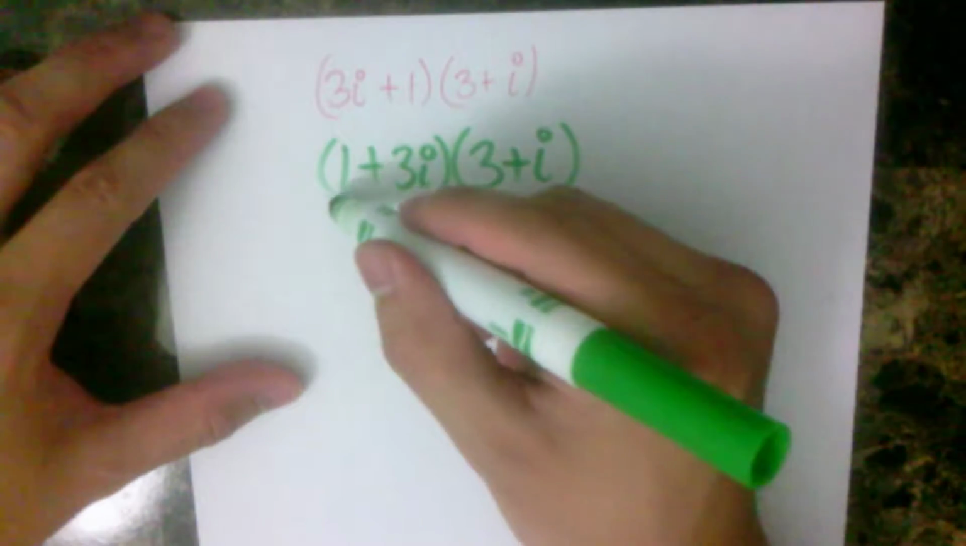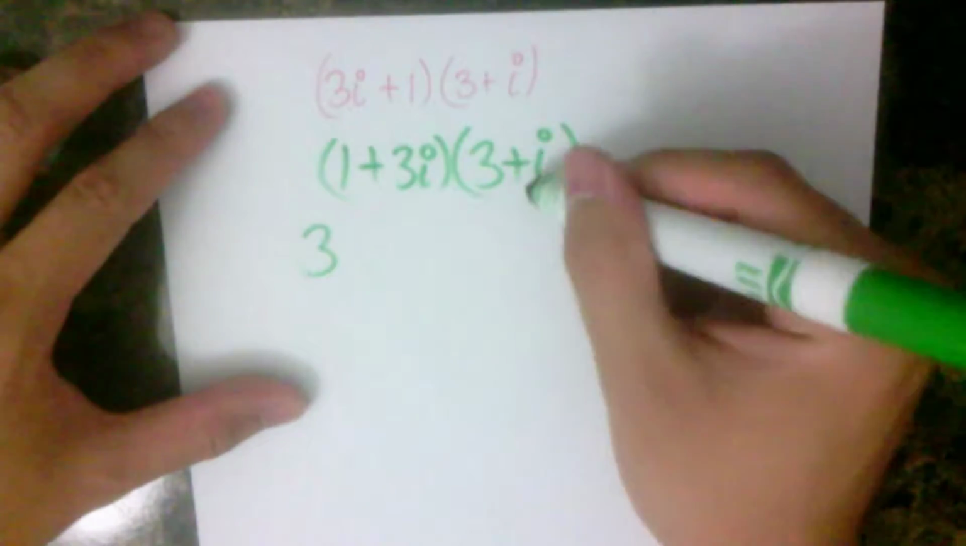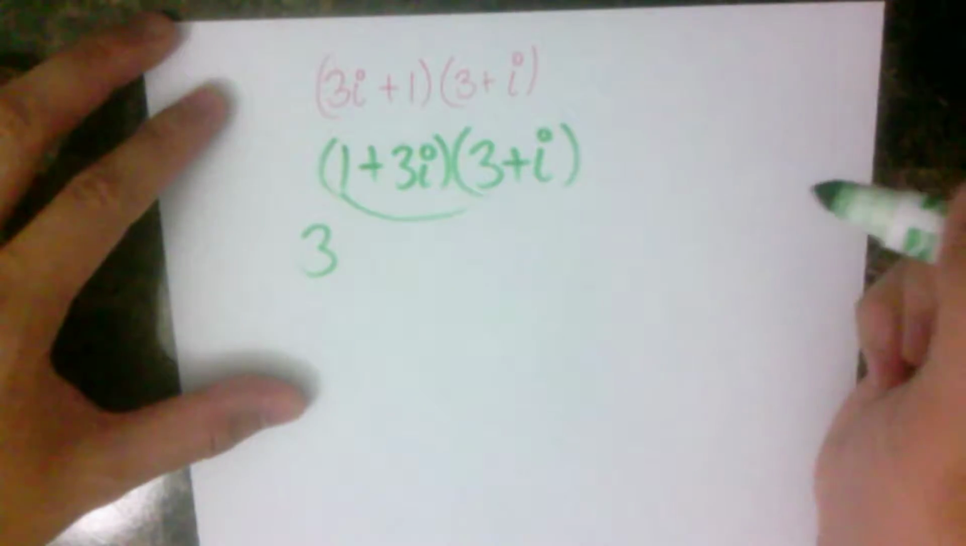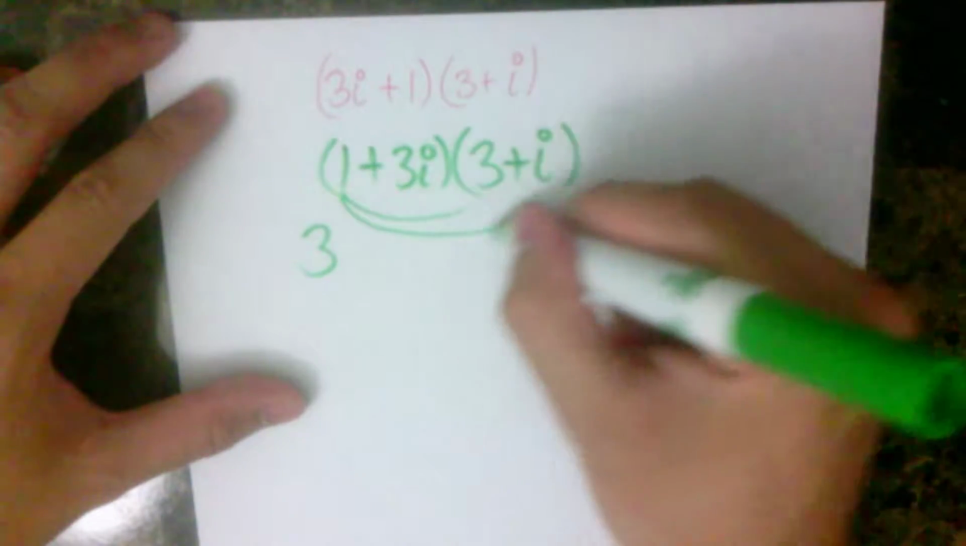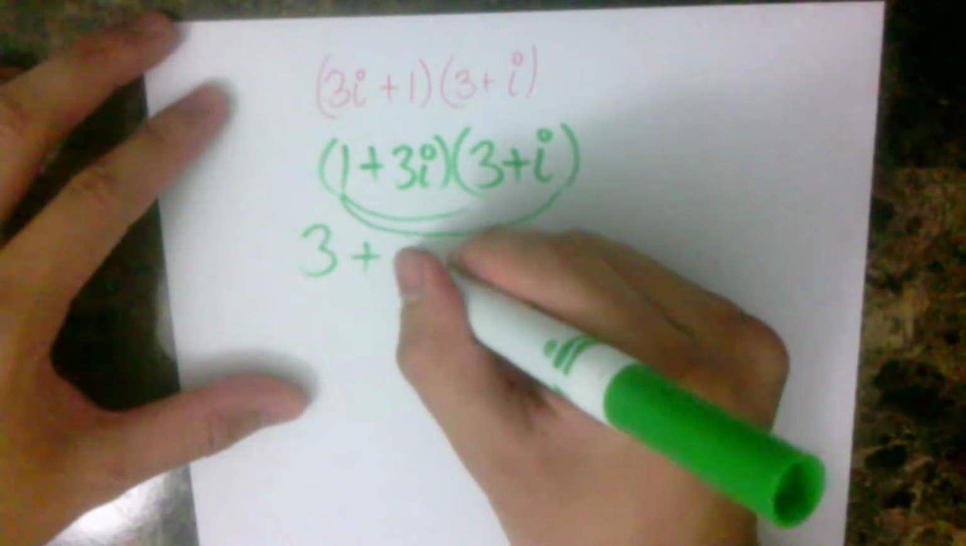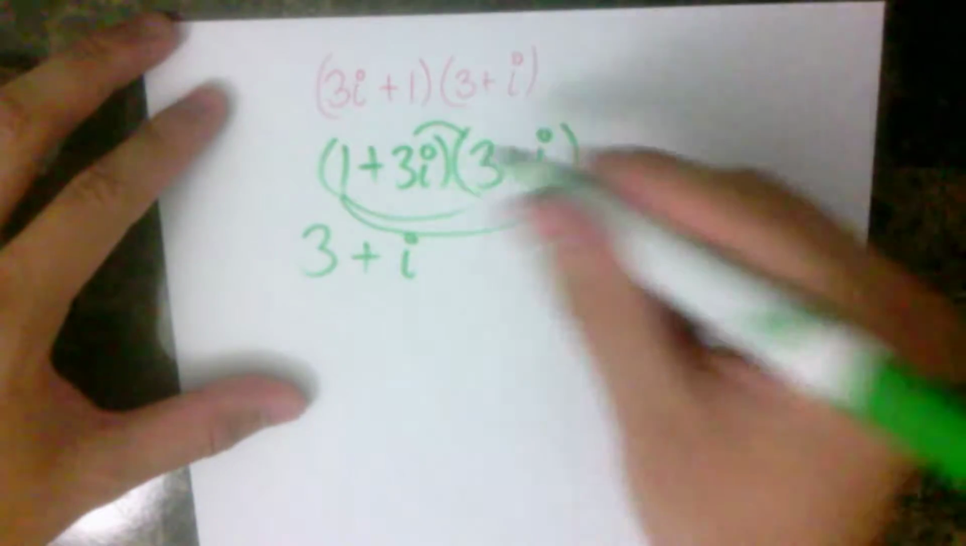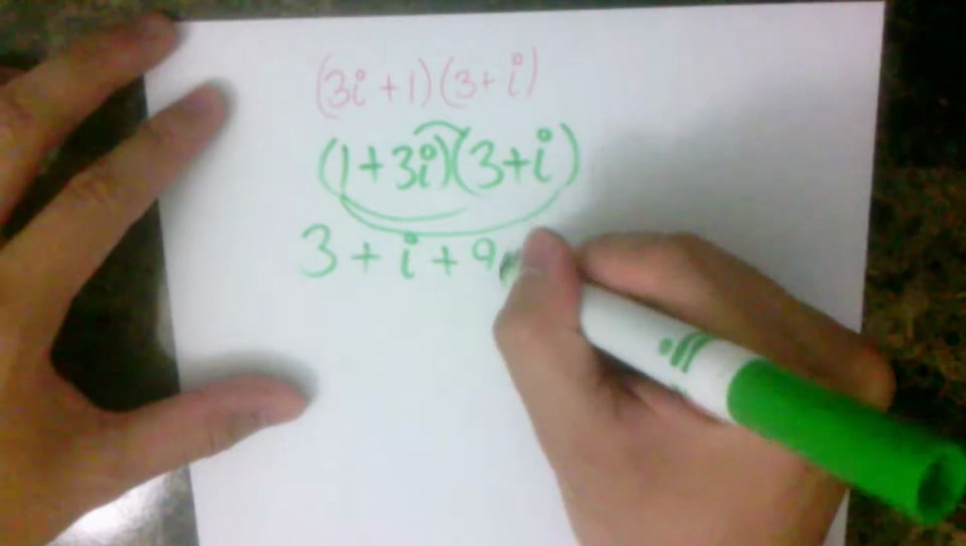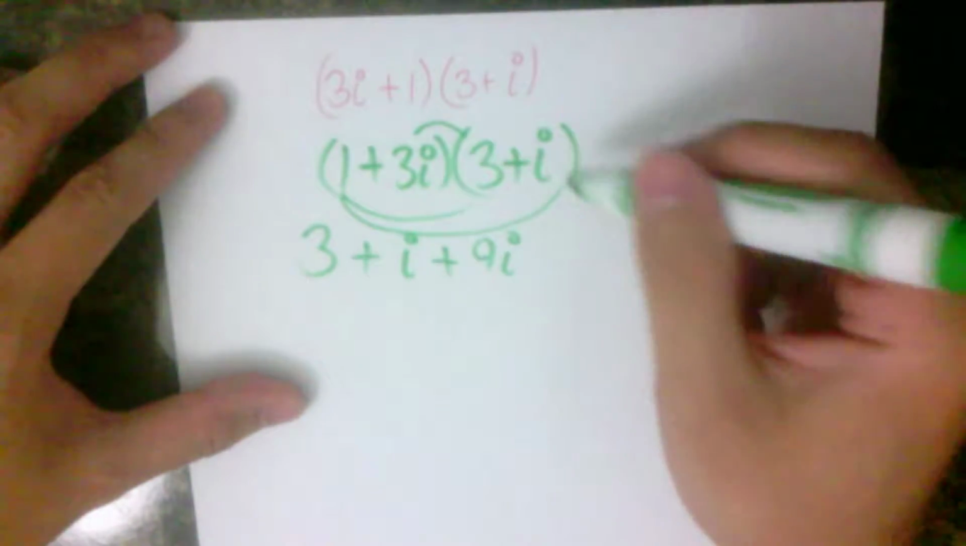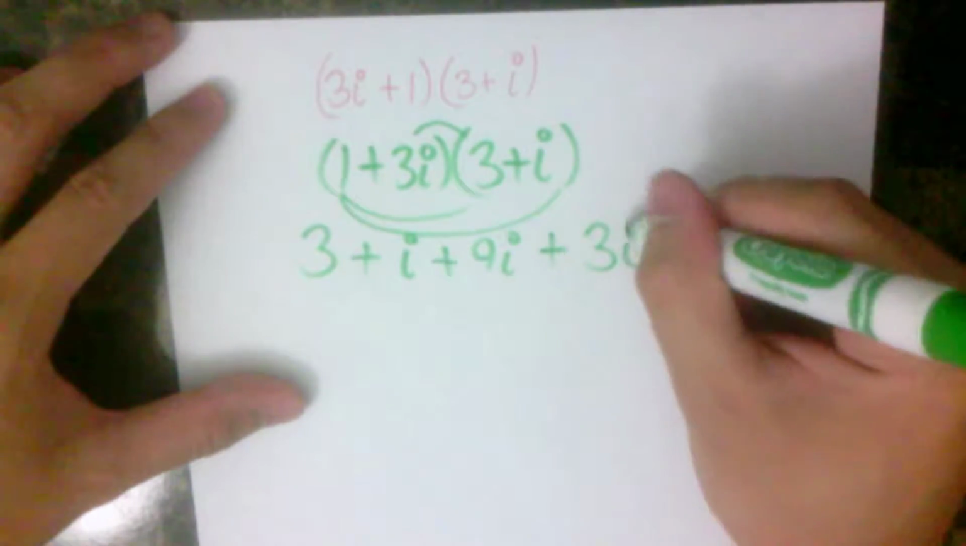And then let's FOIL. So first times first is 3, 1 times 3. So that's the first terms. Now let's go outer. So 1 times i. 1 times i is just i. And then the inner terms. So 3i times 3 is 9i. And then last, 3i times i is 3i squared.